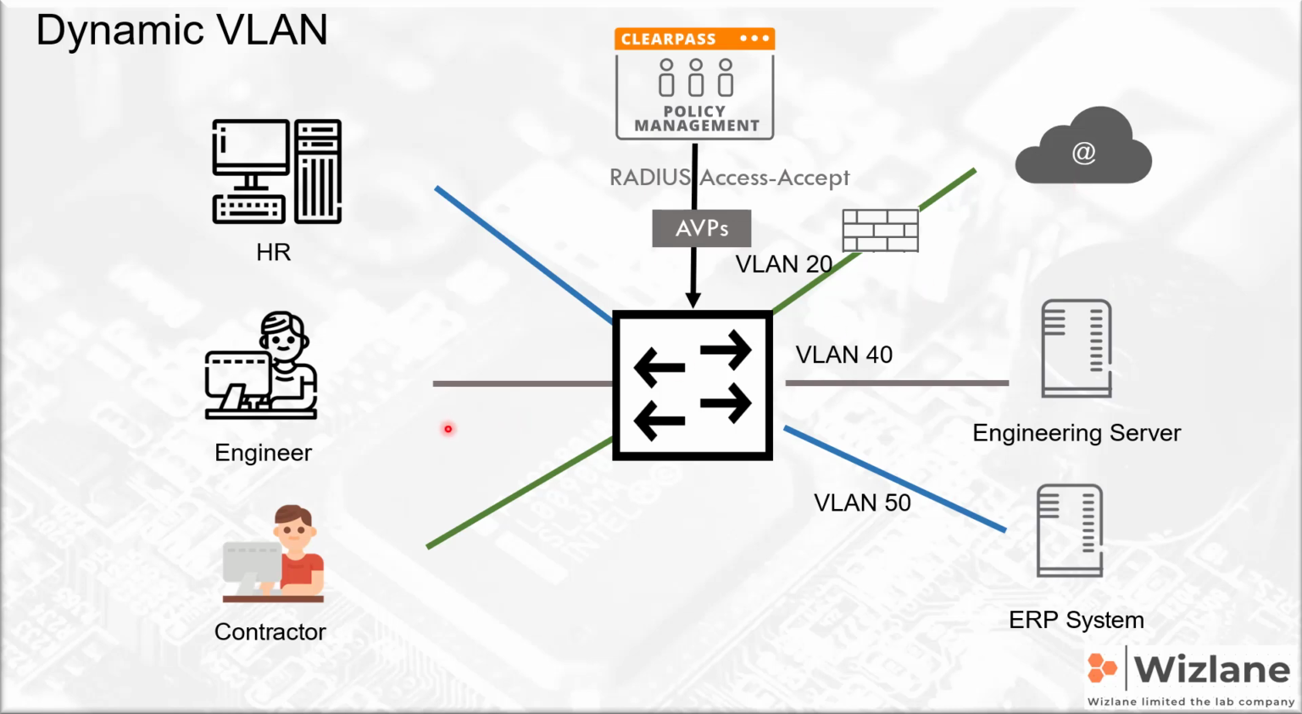An engineer might go on VLAN 40 as per our settings, and that VLAN 40 might have some sort of access control list. It's quite possible. And then engineering server, maybe some sort of AutoCAD or Revit or whatever simulation server. And for human resources, in this example, we have assigned VLAN 50 and we allow them to go to the ERP system.